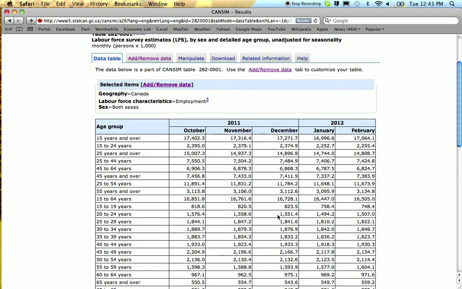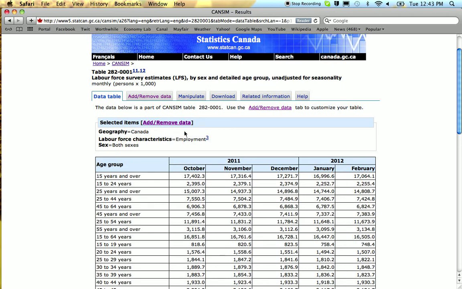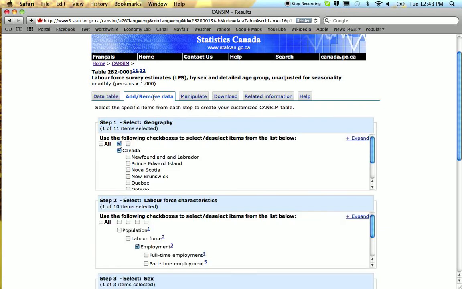Well, these are like the total numbers of people employed in thousands. That's really not probably what you want. You probably want the employment rate. So let's go on to add and remove data.